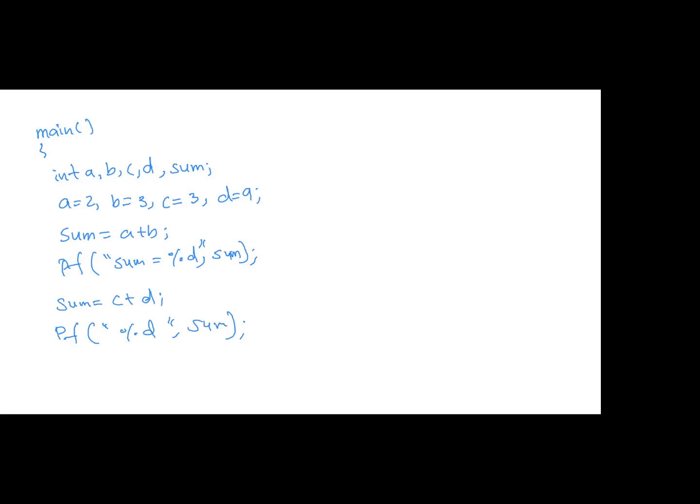Here I can see these two lines of code have been repeatedly used. This is just a simple example. So instead of writing again and again, what I can do is create a function of my own, and then instead of writing again and again, I can call this function.